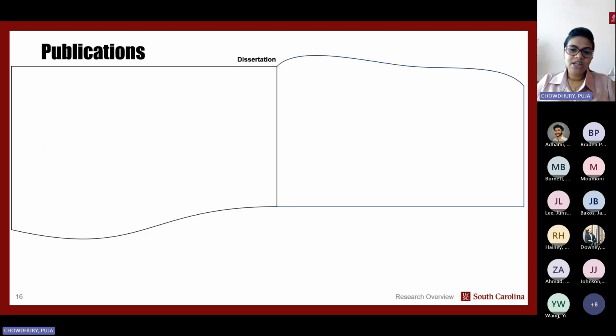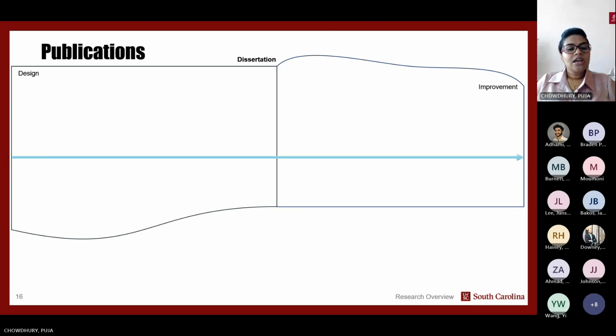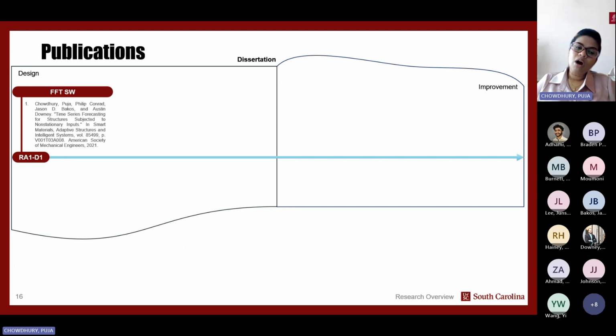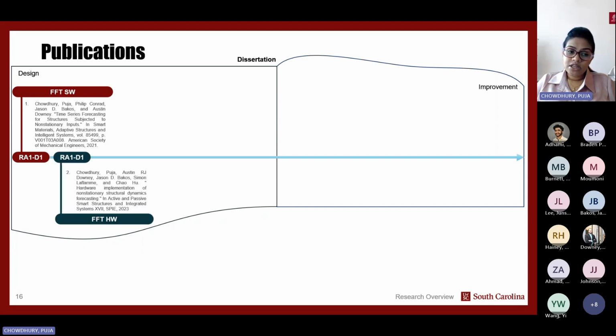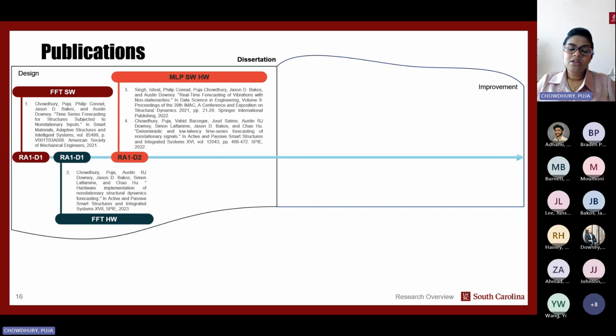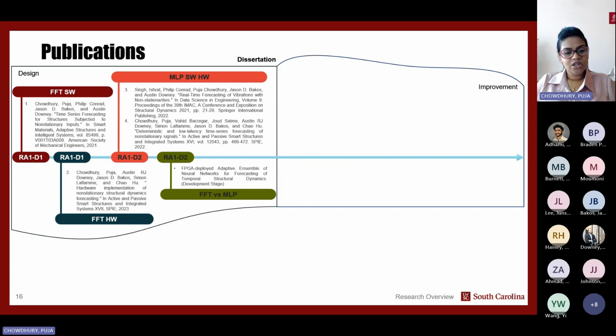Now let's look at the publications. As I have two research questions, there are also two parts, the design part and the improvement part. In the design part, in research area 1 and direction 1, I have the publication for FFT software from around 2021. For research area 1, direction 1, FFT hardware, there is another published paper. In the case of MLP, direction 2 of research area 1, there are two papers. And for this same direction, I have a future plan, which is still in the development stage. It is a comparison between these two approaches in hardware and software.